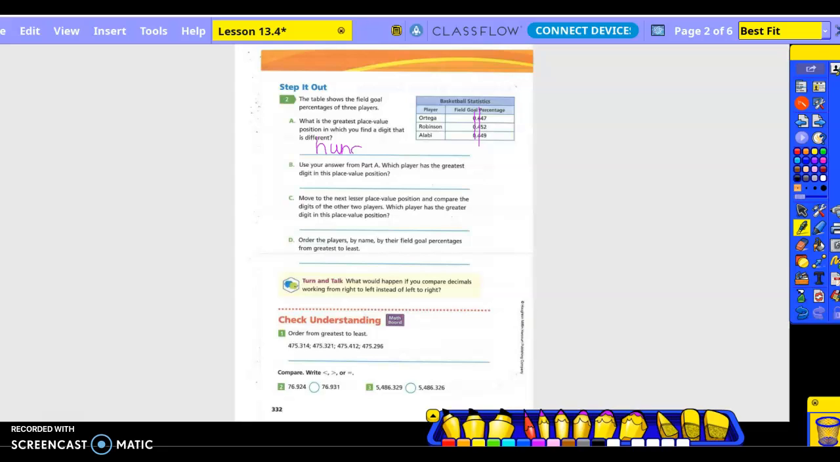So hundreds. Okay, you have to go where you see it first. Now we might get to where we need to compare the other 2, and then we would move to the thousands. But right now, our first difference is in the hundreds. Use your answer from part A. Which player has the greatest digit in this place value position? So who has it? Robinson.